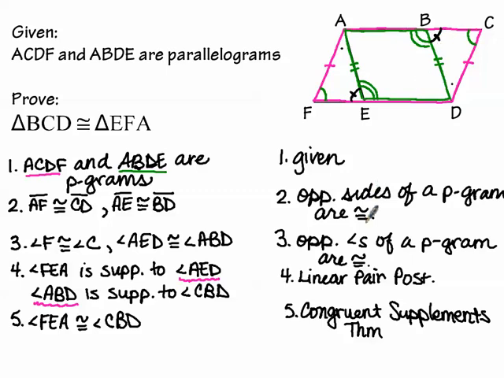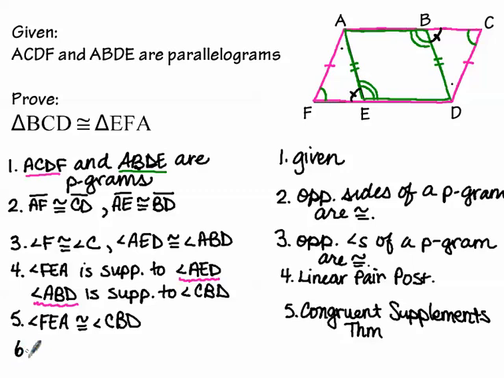And now we've got multiple options for how we want to prove these triangles are congruent. We could use angle, angle, side. We could use, what else could we use? Oh, I guess that's our only option. We don't have side, side, side. We don't have side, angle, side. We don't have angle, side, angle.